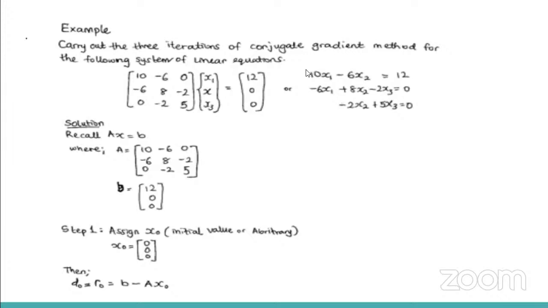It could also look like this. It could be given this way, or this other way. If you see it this way, you can convert it to look this way. So you extract your 10, you extract your -6. Here you don't have x3, so that is 0. The next row is -6, 8. That way you extract it all. So recall Ax equals b, where A is this and b is this. This is your given column vector b, or your known vector. Sorry.